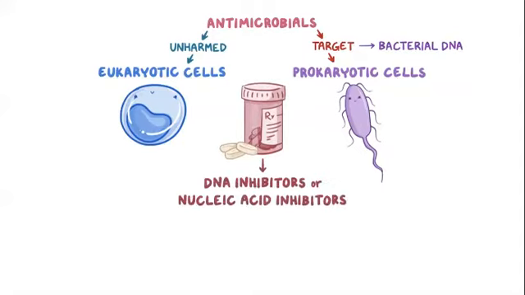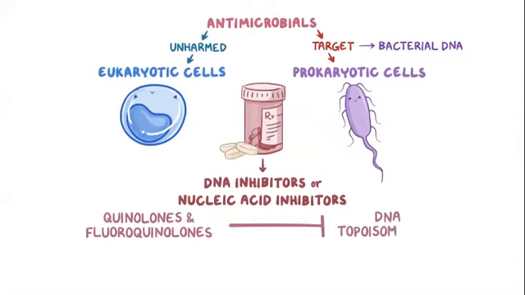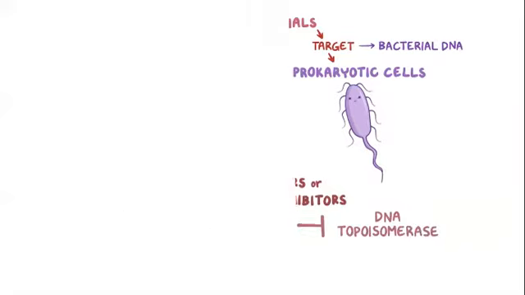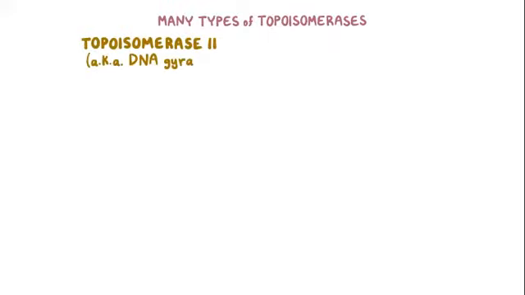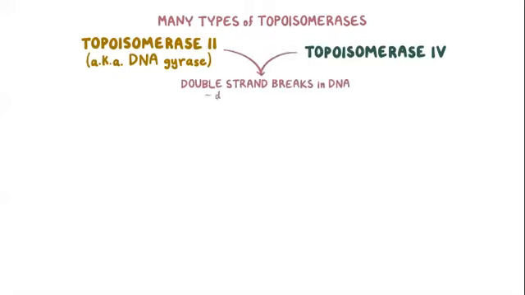There are plenty of processes and enzymes involved that we can target, and the quinolones and fluoroquinolones inhibit an enzyme called DNA topoisomerase. There are many different types of topoisomerases, but we'll be looking at topoisomerase 2, also called DNA gyrase, and topoisomerase 4. Both types of topoisomerases cause double-strand breaks in DNA, but at different points during mitosis.